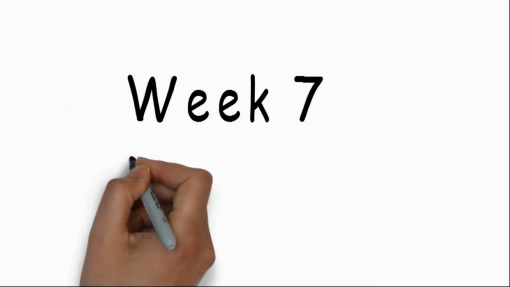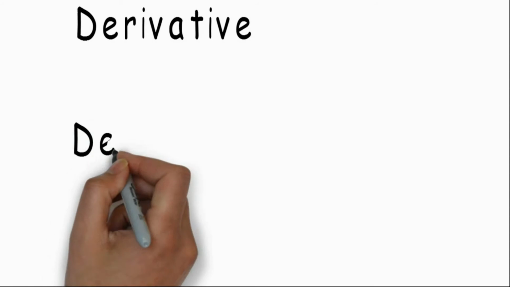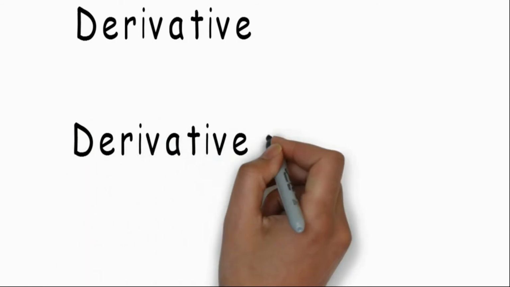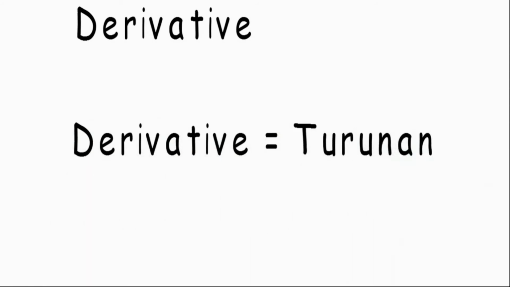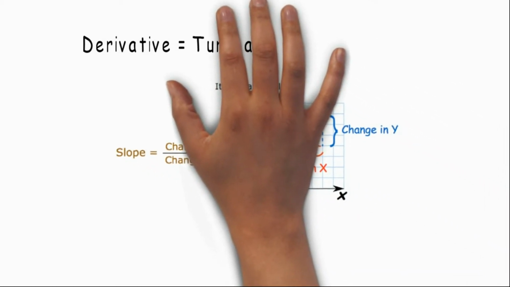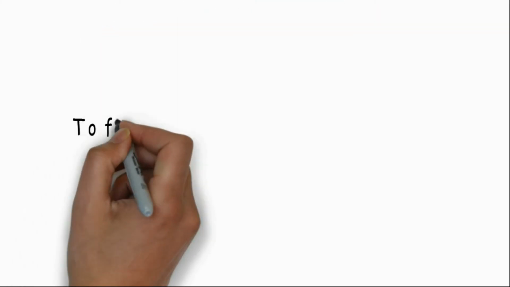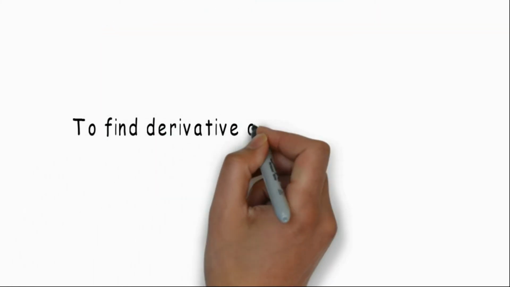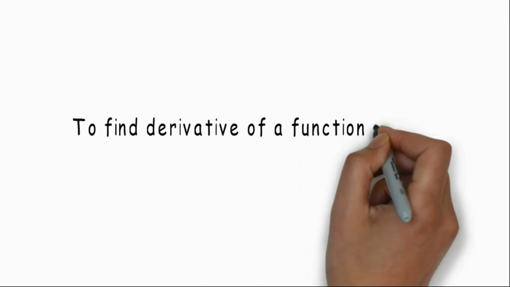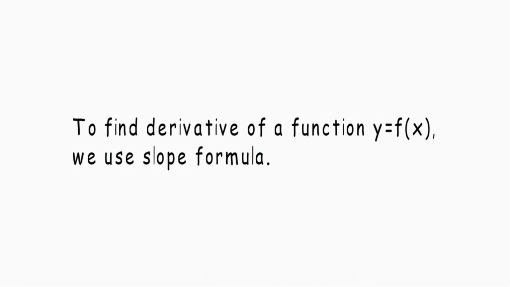In week 7, we discuss about derivative. Derivative, it's actually all about slope. What is slope? Slope is actually the change in y over the change in x. To find derivative of a function, for example, y equal to f(x), we use slope formula.